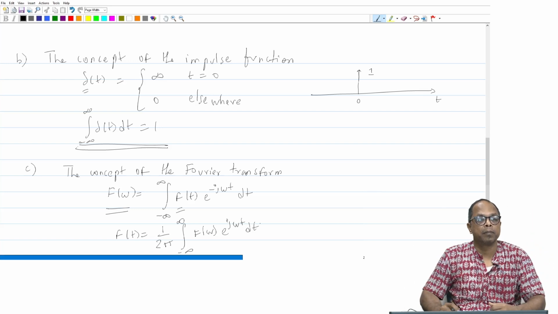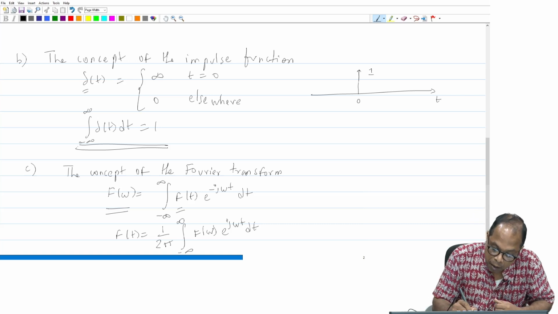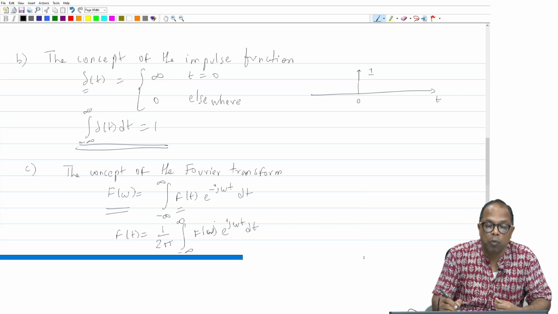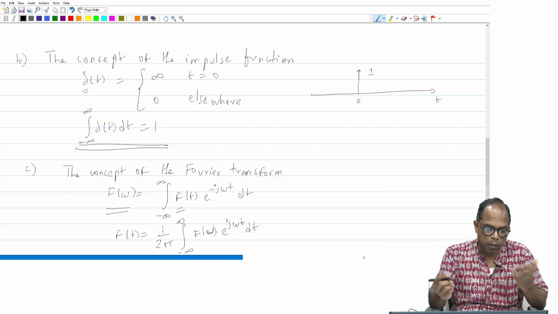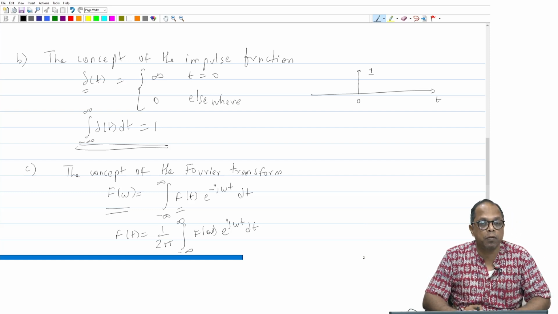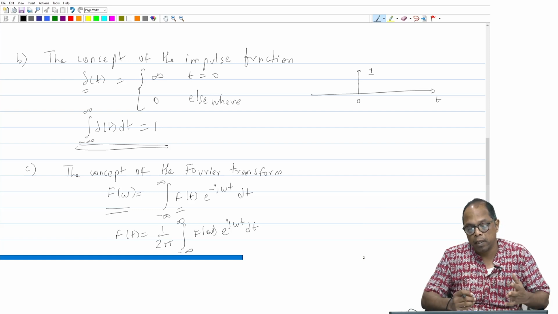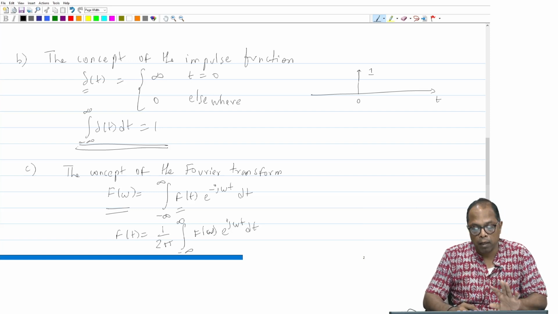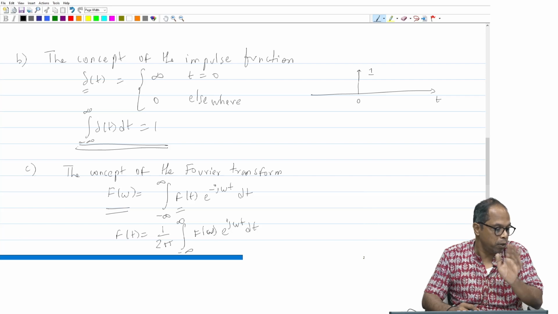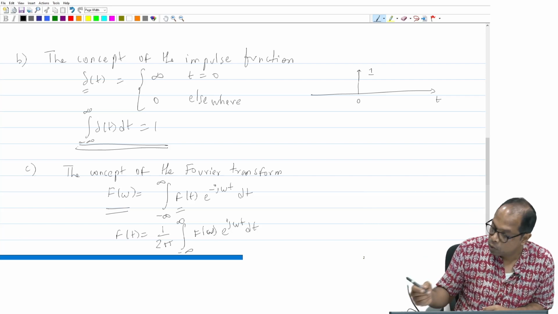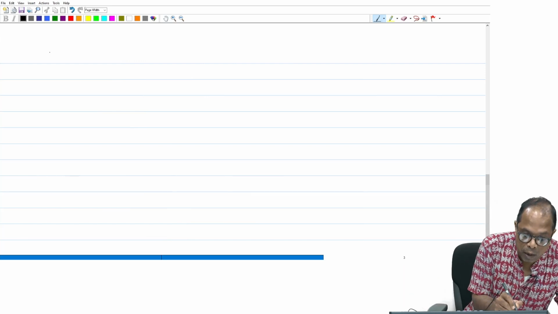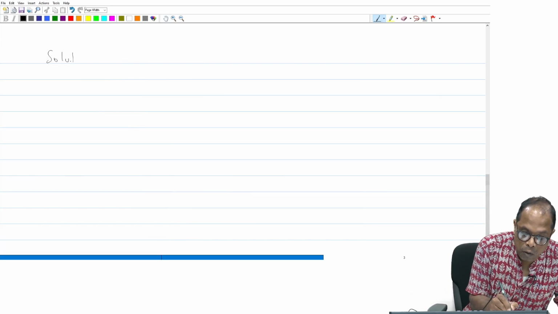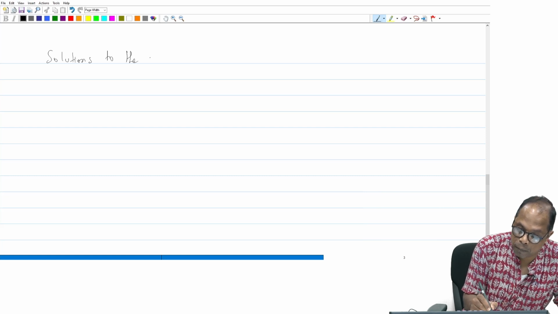Just know that if you put minus j omega here, you put plus j omega there. There's plenty of literature on Fourier transforms, how they are derived, their existence, etc. I'll leave it here; you can look it up. So now let's go into the solutions to the wave equation. As I said, what do the solutions to the wave equation look like?